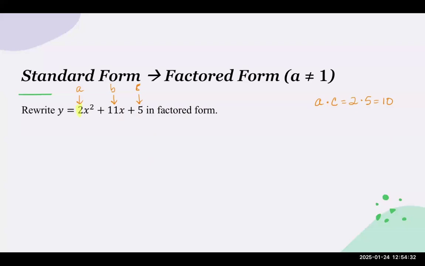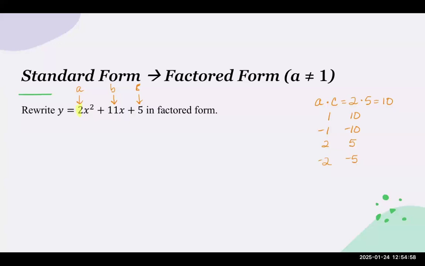So a times c, 2 times 5 is giving us 10. Now we're going to look for the factor pairs of 10. So maybe it's 1 and 10. Remember, it could also be a -1 and a -10 because two negatives will multiply to a positive. You could also be using 2 and 5 or -2 and -5.